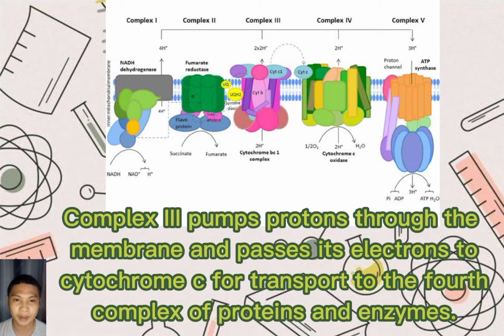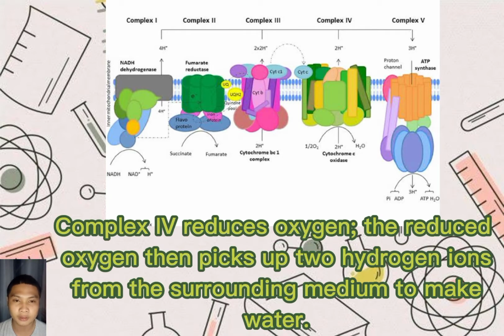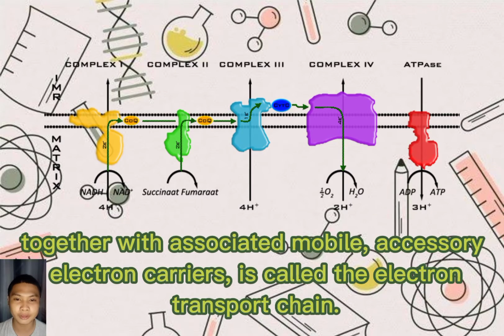Complex 3 pumps protons through the membrane and passes its electrons to cytochrome C for transport to the fourth complex of proteins and enzymes. Complex 4 reduces oxygen. The reduced oxygen then picks up 2 hydrogen ions from the surrounding medium to make water. Together with associated mobile, accessory electron carriers, this is called the electron transport chain.